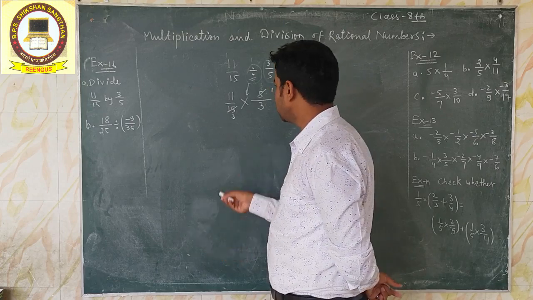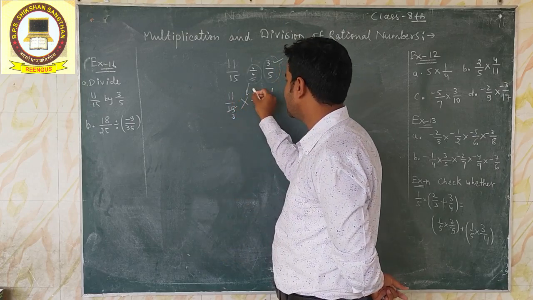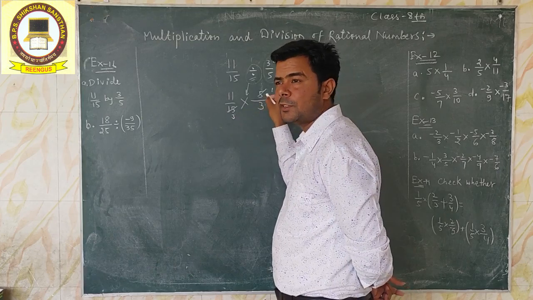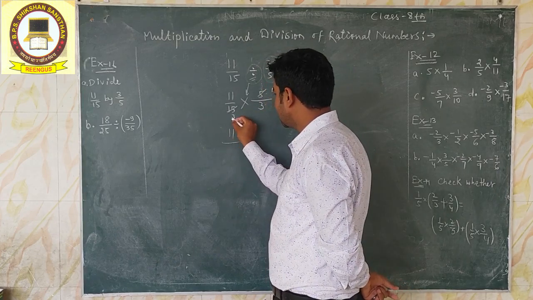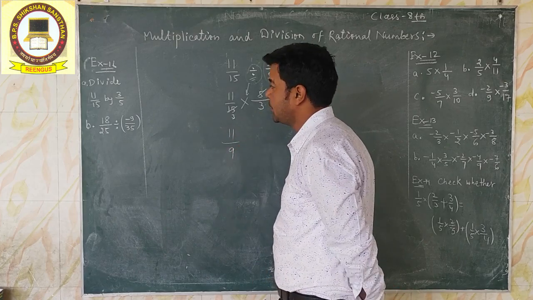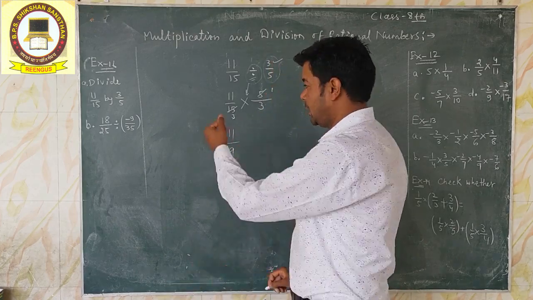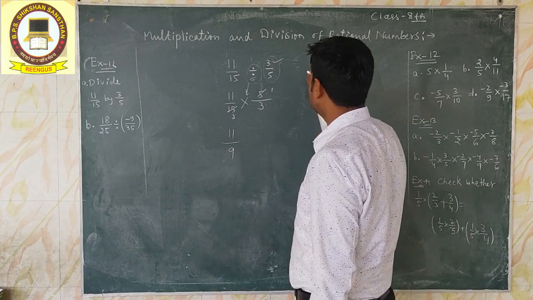Now all we have to do is multiply numerator with numerator and denominator with denominator. As simple as that. 11 into 1 is 11, 3 into 3 is 9. That becomes our answer. Alright, we do the next question, D.